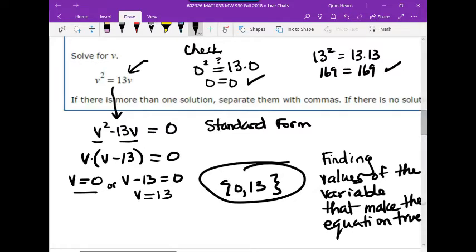Whenever you're solving quadratic equations, equations with a degree of 2, highest power on the variable being a 2, it's possible to have no solutions, one solution, or two solutions. You'll never have more than two.